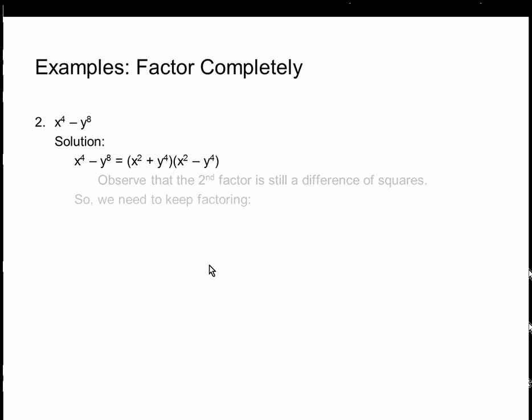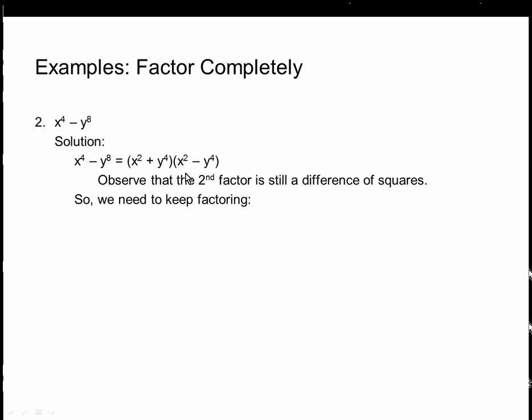Number 2, I have x to the 4th minus y to the 8th. The coefficients are 1, and 1 is a perfect square. Those are, in fact, even exponents. I do have a minus sign. Divide the exponents by 2. So I'll have x squared plus y to the 4th times x squared minus y to the 4th. Even exponents still. Divide them by 2. Now remember, sum of squares will not factor, but don't lose that factor. So I'll have x squared plus y to the 4th times x plus y squared, x minus y squared.